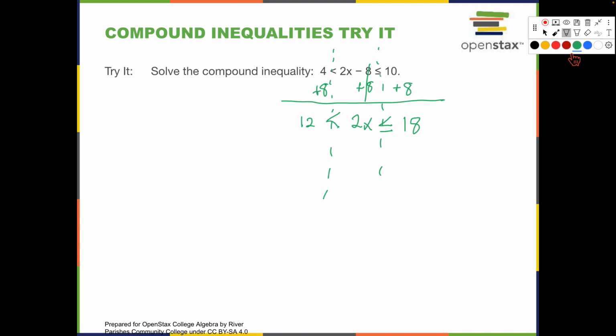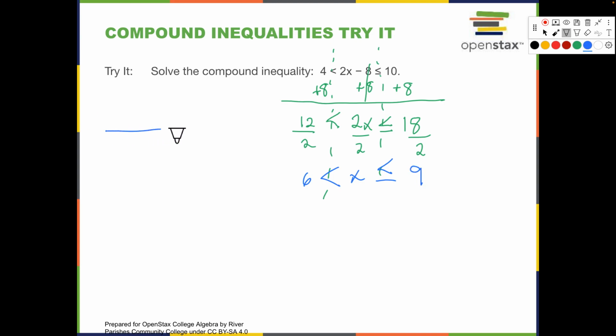Now what do we do? Divide everything by 2. Do we need to switch the symbols or anything? No, because that's a positive. And we get our final answer. 12 divided by 2 is 6, which is less than x, which is less than or equal to 9.